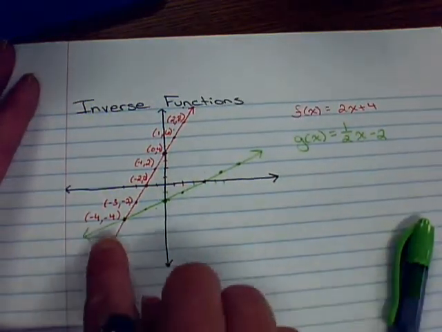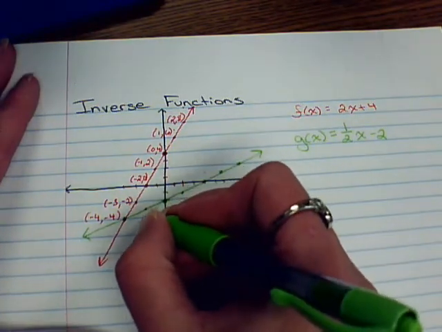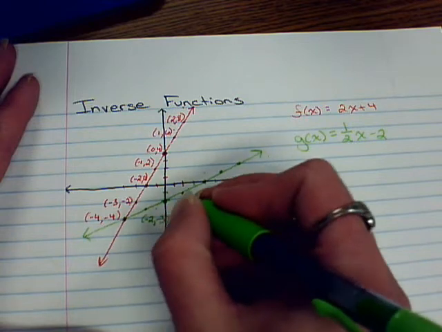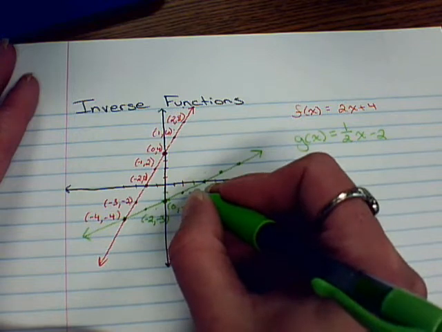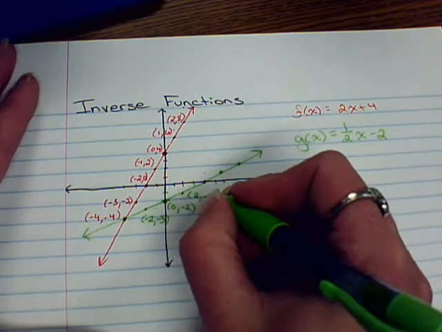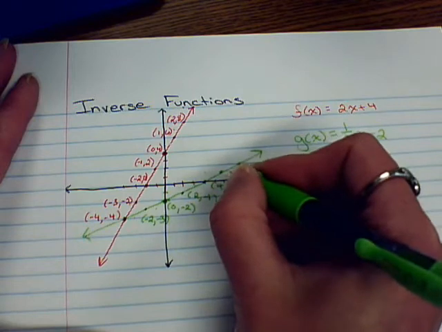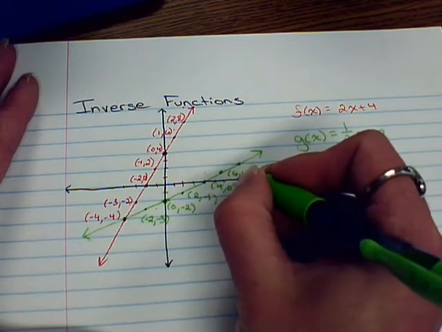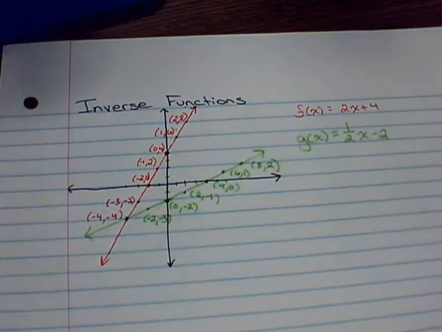Now, if I look at the points going along g of x, this point is -2, -3. This point is 0, -2. This point is 2, -1. Here we have 4, 0. Here we have 6, 1. And here we have 8, 2. If you look at each of those points, you will notice that the x and y are switched.